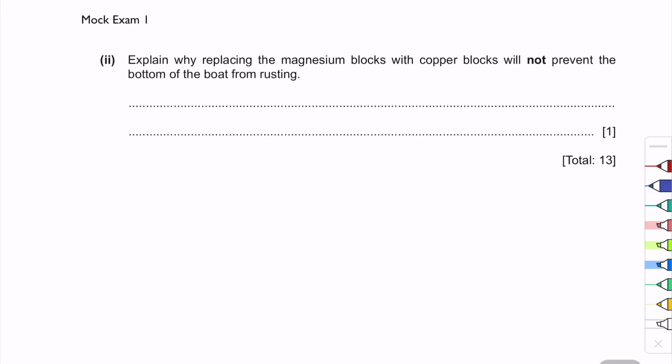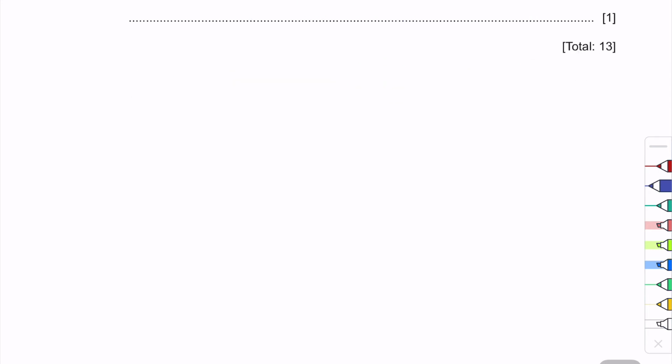Explain why replacing the magnesium blocks with copper blocks will not prevent rusting. Because copper is less reactive. That's it. So copper is less reactive than iron. So with copper present, iron will still react, because iron is more reactive. Iron takes less energy to lose electrons or to react. So iron will rust and corrode, not copper. So iron will be used to protect copper, which we don't want.